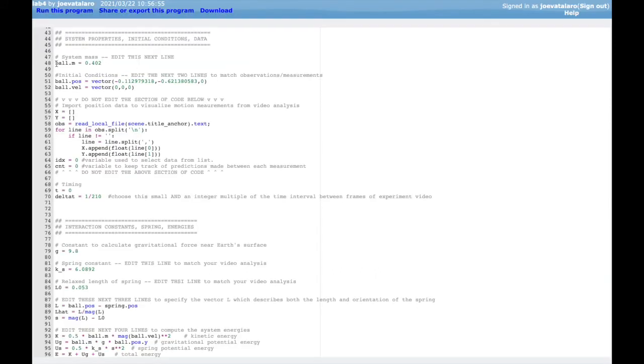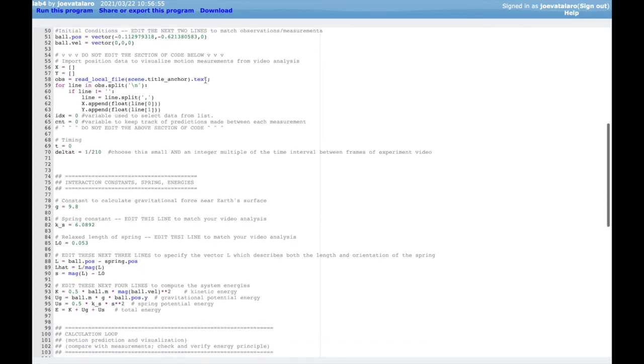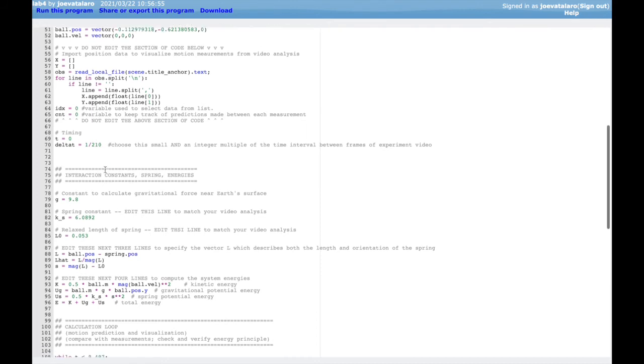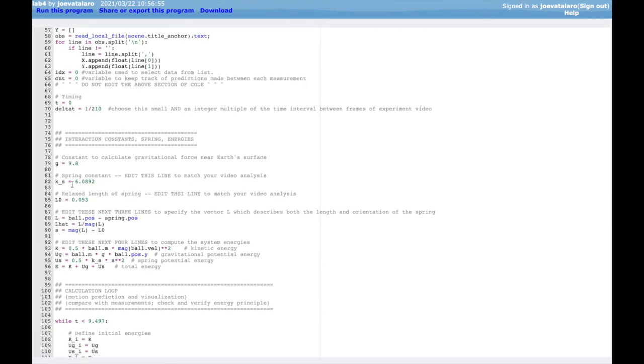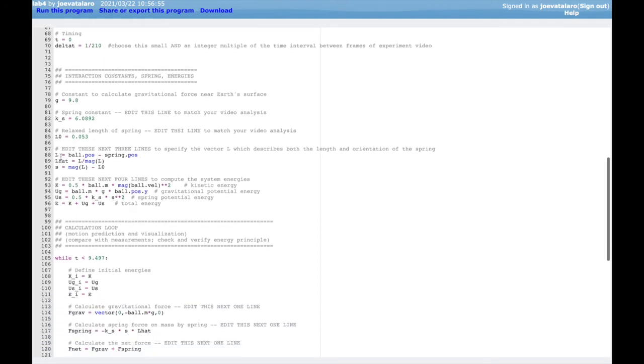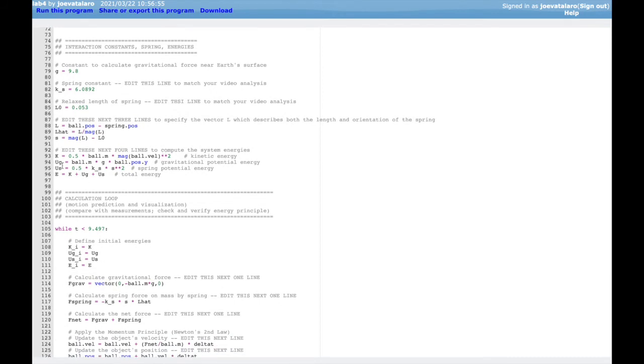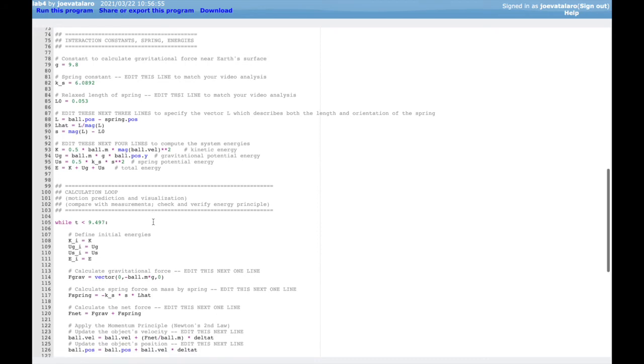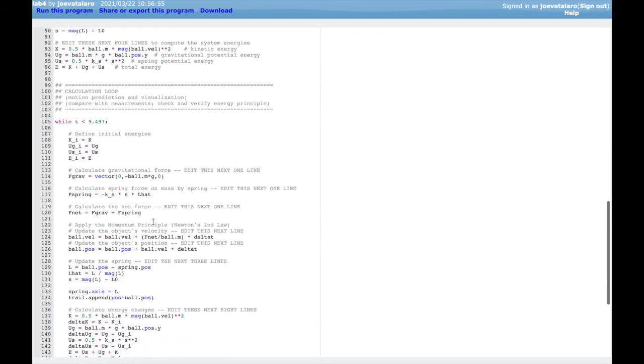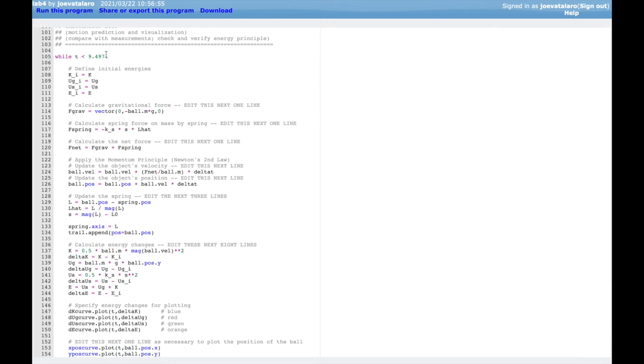Looking at our GlowScript code, we see that most of the equations come directly from fundamental principles. Some things to note here are that the mass of the ball comes from the video at 0.402 kilograms. The position vector comes from Tracker and is just the first point where time is equal to 0. We calculated the spring constant and the relaxed length of the spring on the previous slide. And in the while loop, while t is less than 9.497, that number just comes from our last data point in Tracker, where time was equal to 9.497 seconds.